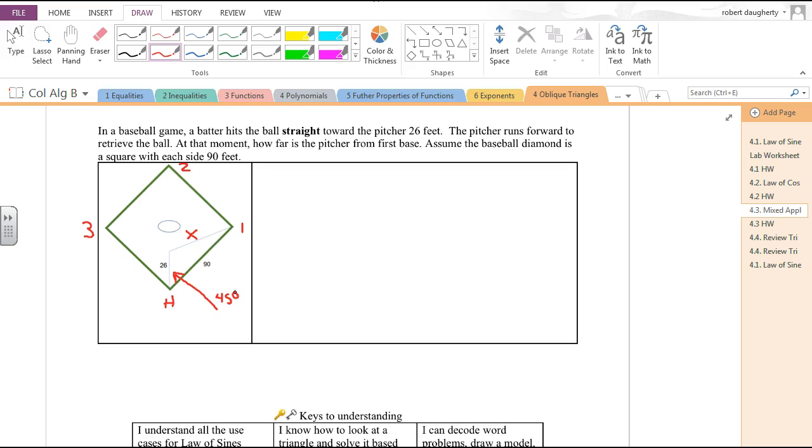So now what do I know? I know two sides and the angle that is in between them, which tells you to use law of cosines. So how do I solve for x? X squared is going to equal what? Cosine 45. Okay. So it's a lot of writing, but it's pretty easy when you get to the calculator for this.